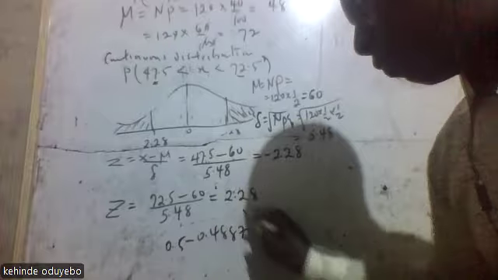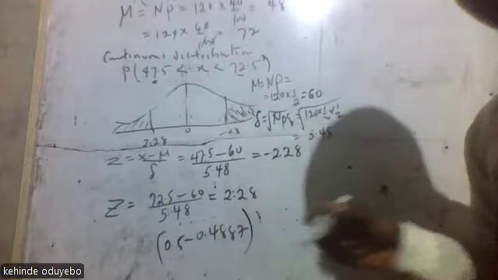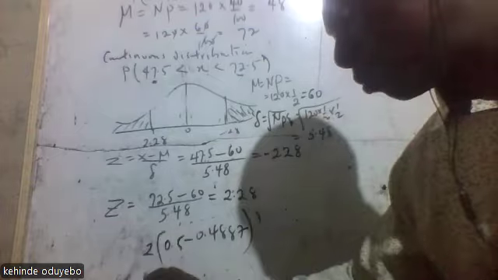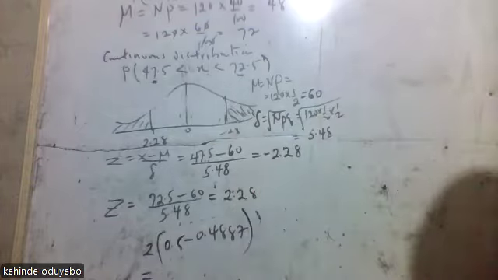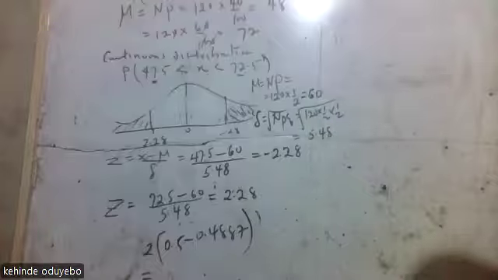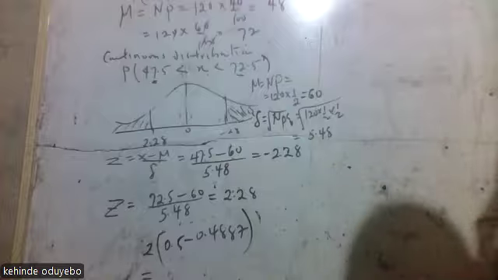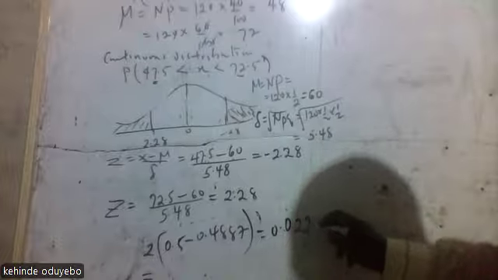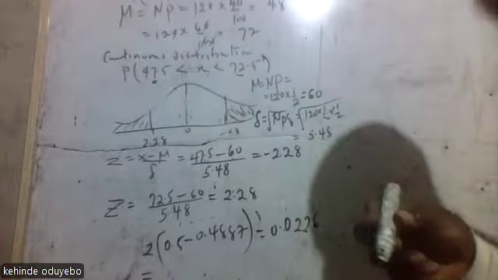Good, 0.5. Then I'll multiply by 2. Do you know where the 2 is coming from? Because it's the same on the other side. Good. So remove that. What do you get now? 0.0226, isn't it? Yes.